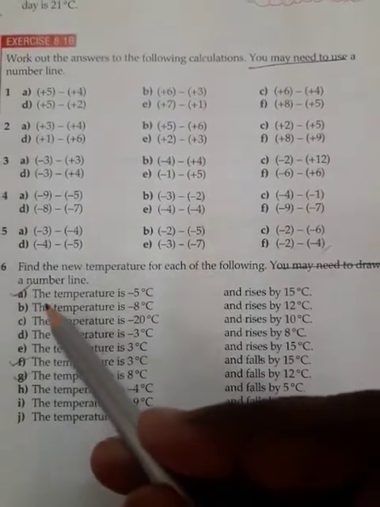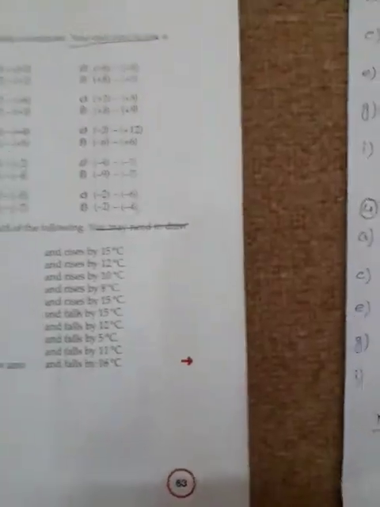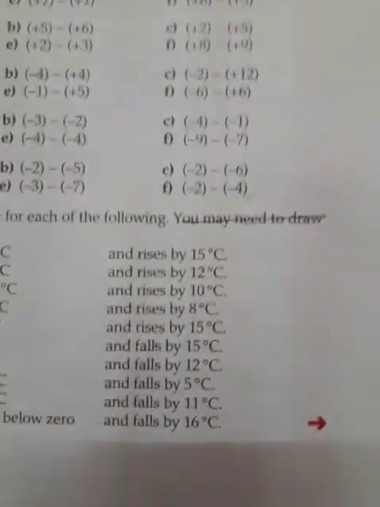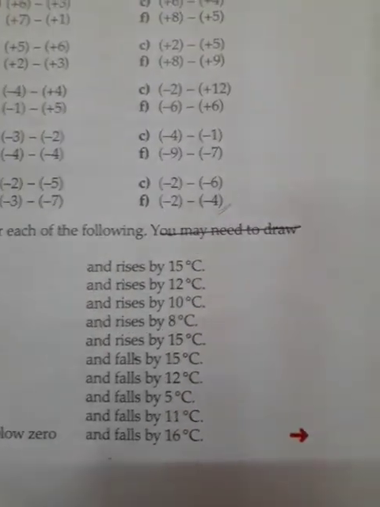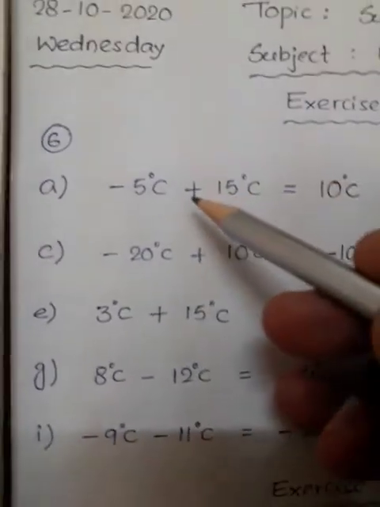Look at here. First of all, the temperature is minus 5 degrees. Whatever is given in the beginning, write it as it is. So minus 5 degrees Celsius. Next it rises. Rise means it increases. So whenever it rises or warms, it increases, and that means you have to write the plus symbol.